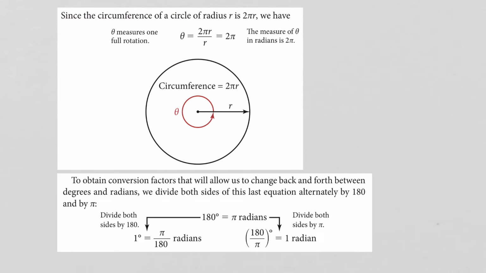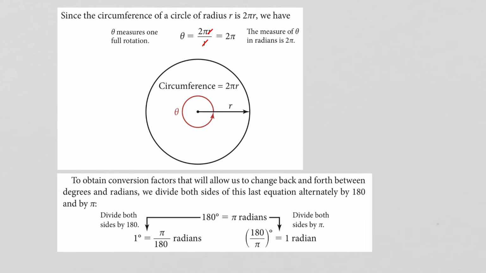Now let's talk about how we can compare the measurements of angles in radians and degrees. So we know that when you have a circle of radius r, the circumference of that circle is 2 pi times that radius r. So if I have an angle theta, which is one full rotation, so in other words, it's the central angle that intercepts the entire circle, then the measure of that angle theta in radians is the length of the arc that it cuts off. Well, if it's the entire circle, the length of the arc is the circumference of the circle. So that's 2 pi r divided by r. And you can see here that in this case, the r's cancel out and we just get 2 pi.